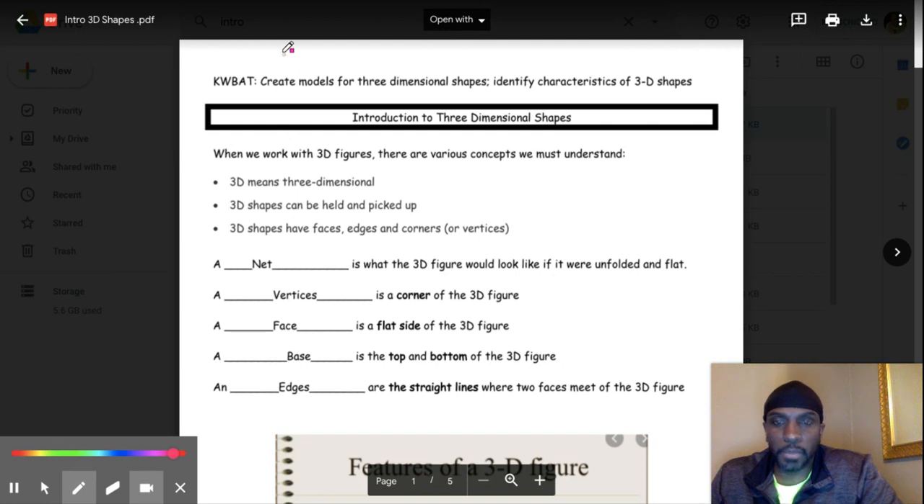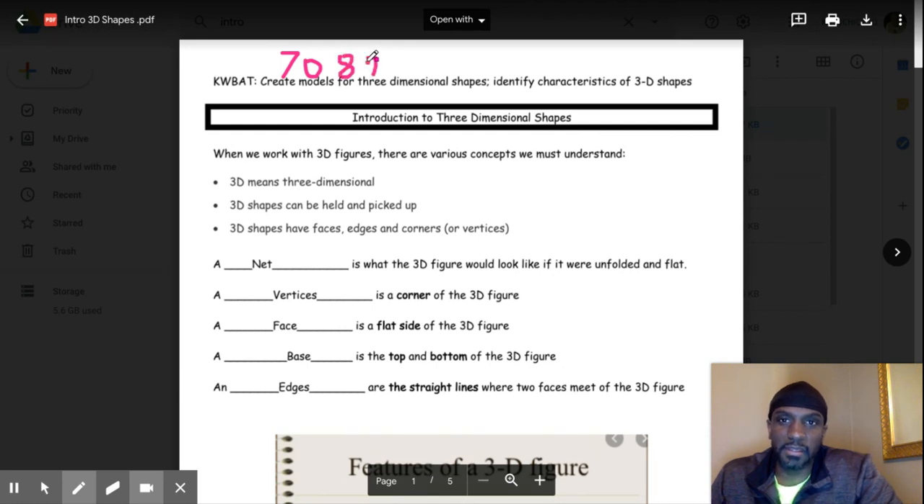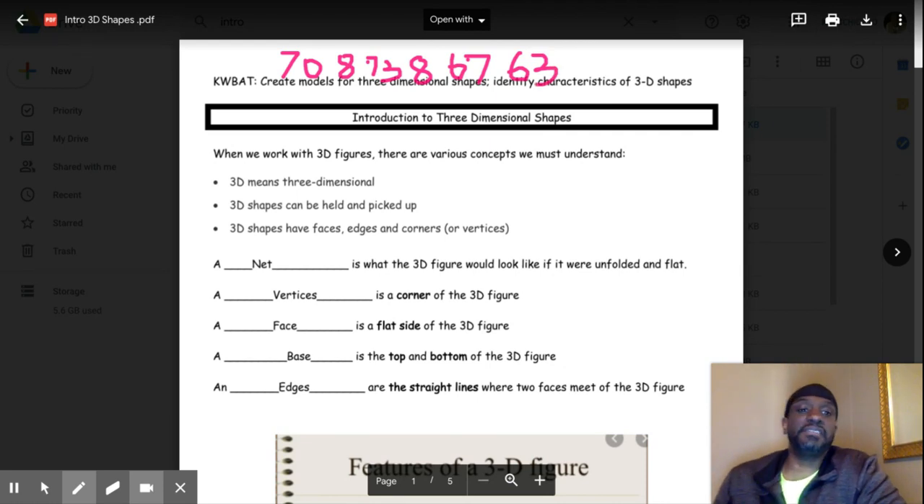I'll write my number right here. Hopefully I can write right. 7, 0, 8, 7, 3, 8, 6, 7, 6, 3. That's supposed to be a 3. All right. So that's 708 738 6763. So if you guys have any problems, most of you guys should have my number anyway.